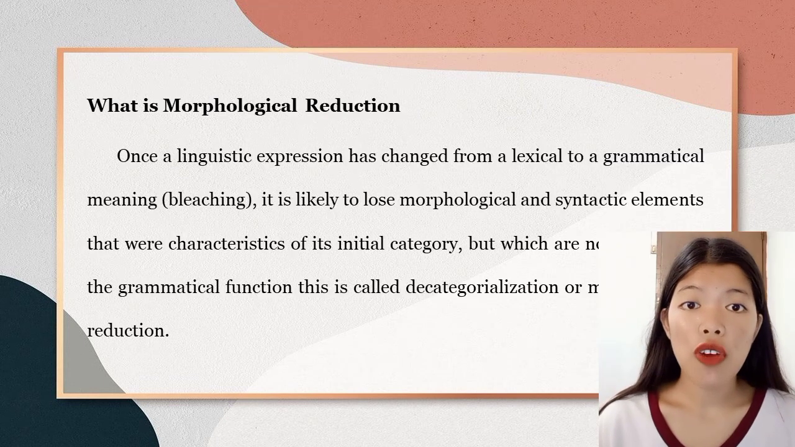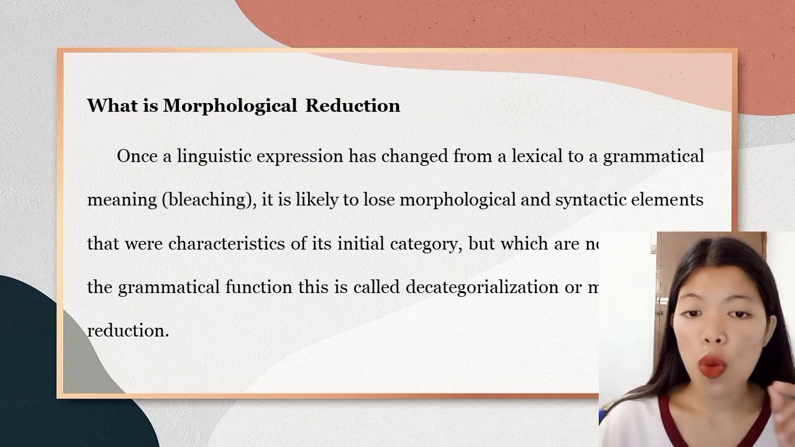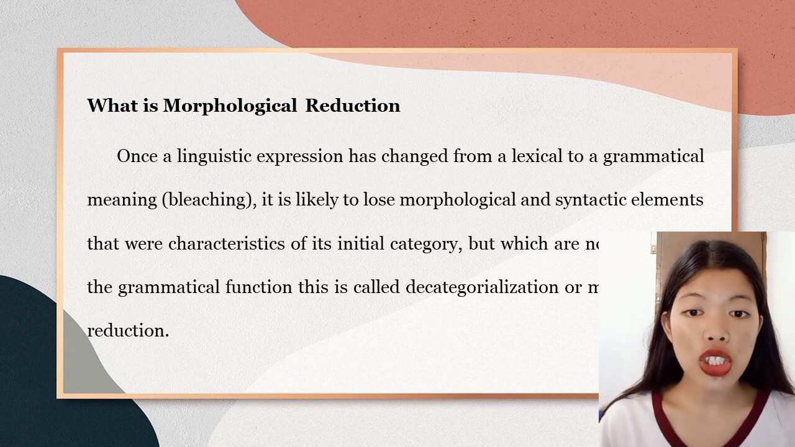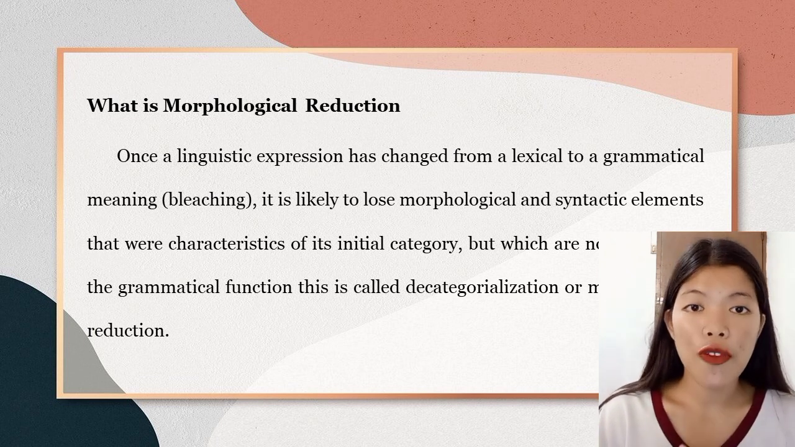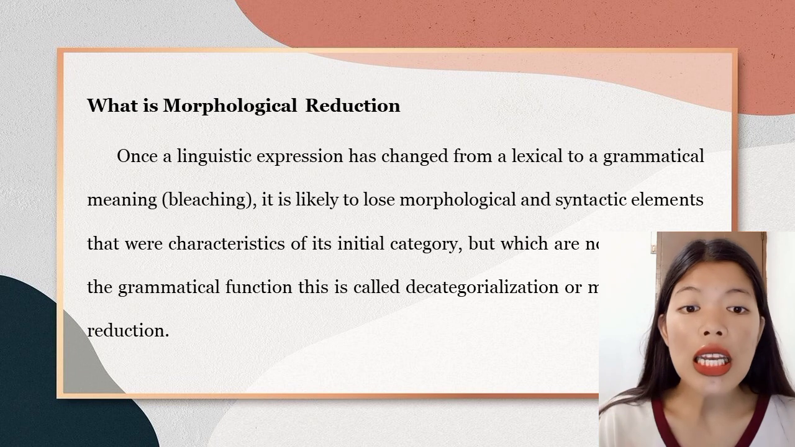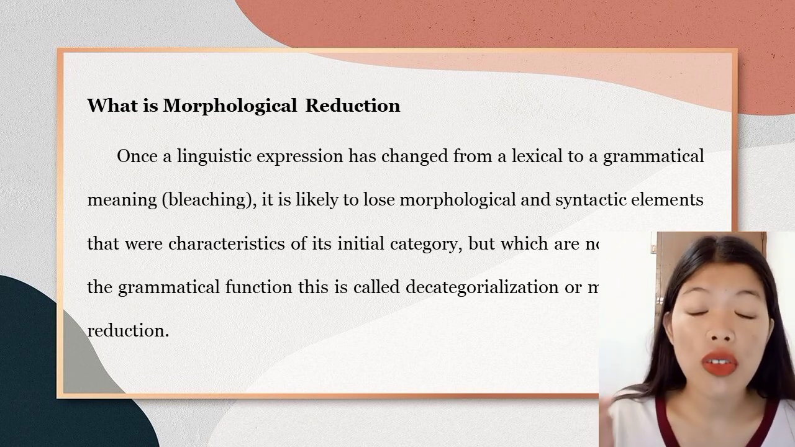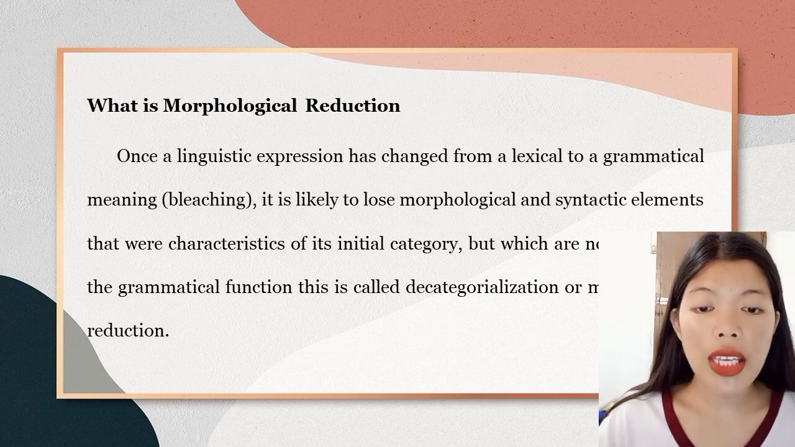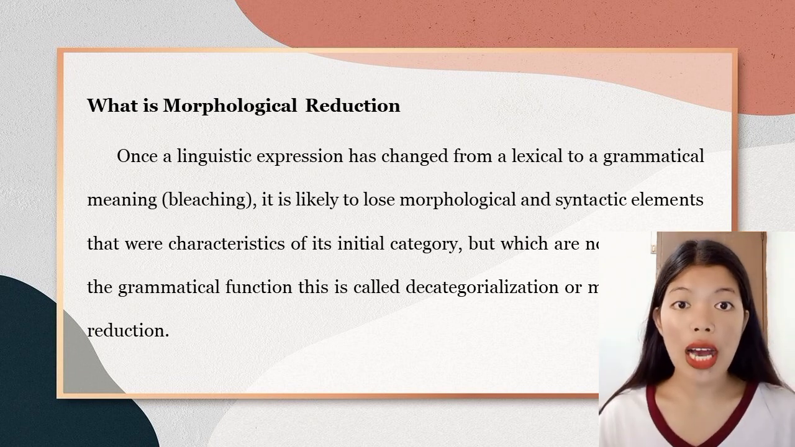For the second type of grammaticalization, we have morphological reduction. Once a linguistic expression has changed from a lexical to a grammatical meaning, or bleaching, for example, we have let us eat, from semantic bleaching it became let's eat. So it loses some morphemes, which is us. It is likely to lose morphological and syntactic elements that were characteristics of its initial category, but which are not relevant to the grammatical function. So this is called decategorialization or morphological reduction.